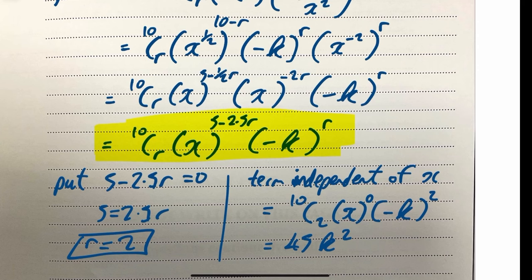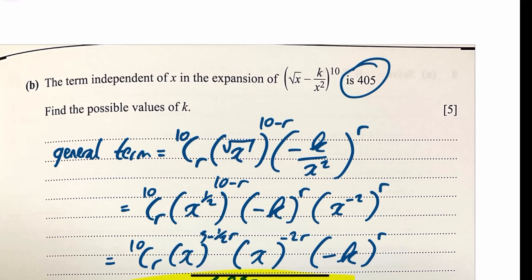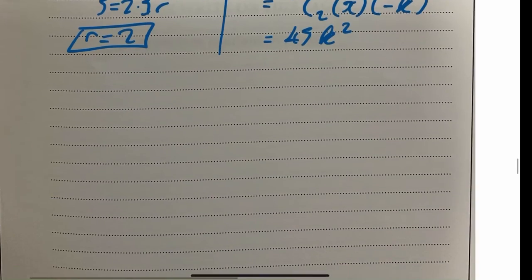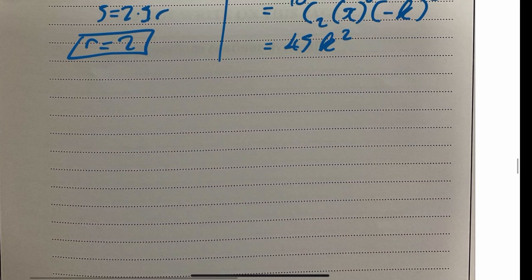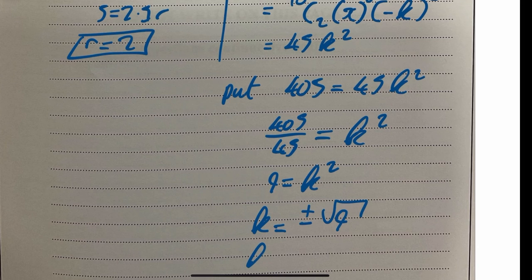Okay, read the question again, see if we've finished. It says the term independent of x is this thing. So we actually know it's equal to 405. So we're going to put 405 equal to 45k squared. Divide across, then 405 divided by 45 is going to be equal to k squared. So 405 divided by 45 is going to be 9. So 9 is equal to k squared. So k is equal to plus or minus the square root of 9. So your k works out to be plus or minus 3. And that is as good as we can go.